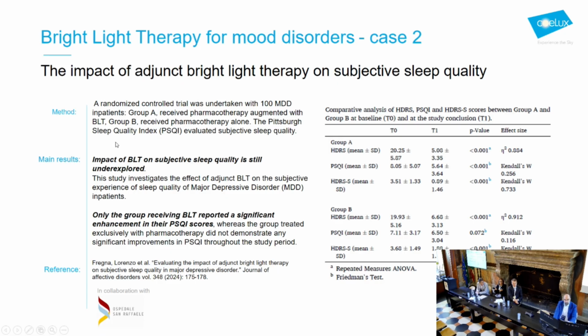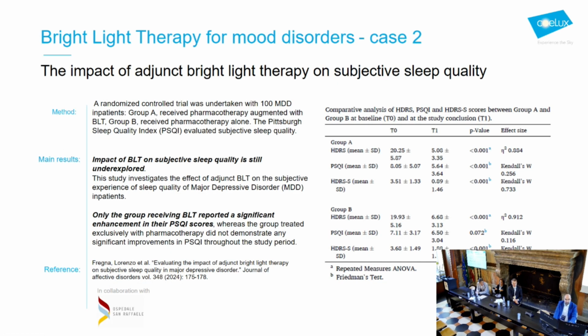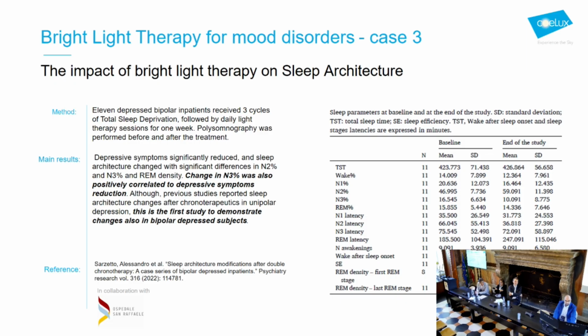For example, they have measured for the first time the impact of adjunct bright light therapy on subjective sleep quality. So not only do people sleep longer, but when they wake up, they feel rested. That's the first time shown in the literature that bright light can be used to make people wake up rested. And of course, all the studies have comparison groups and so on, I don't go into detail now.